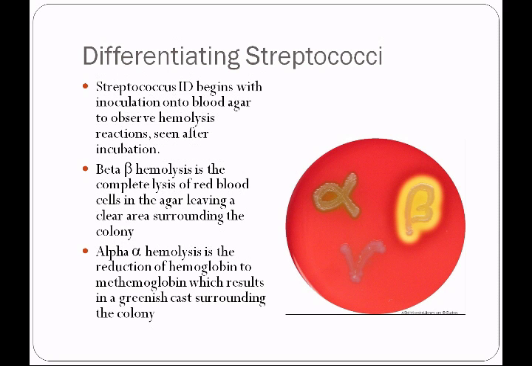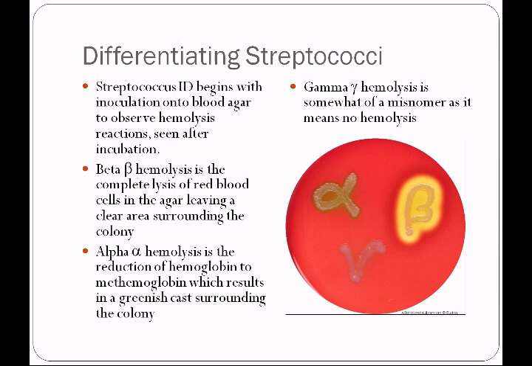Alpha hemolysis is partial lysing. The cells leak. So when the red blood cells leak, they leak hemoglobin. Hemoglobin gets reduced to methemoglobin, which results in a greenish cast surrounding the colony. It's sort of an army green type of a color, and this is known as alpha hemolysis. Sort of looks like a fish swimming to the left.